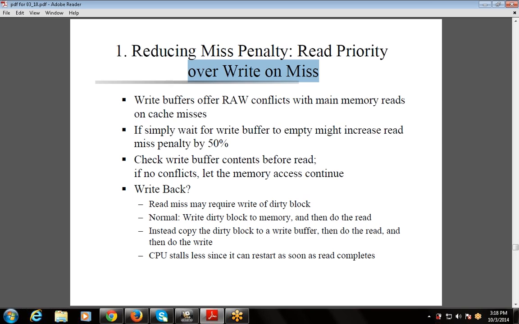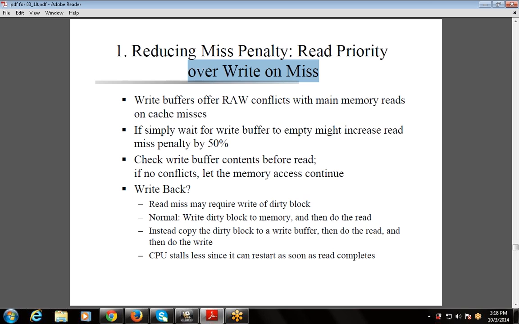One is a write buffer that creates RAW conflicts. If we simply wait for the write buffer, that might increase the penalty by 50%. Then check the write buffer contents before the read. If there is no conflict, let the memory access continue.